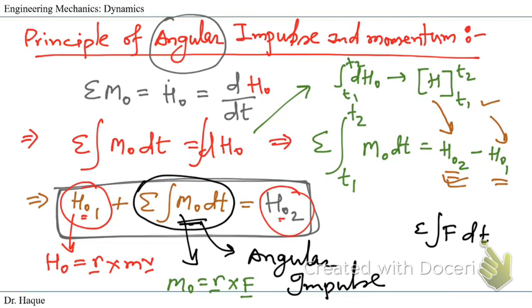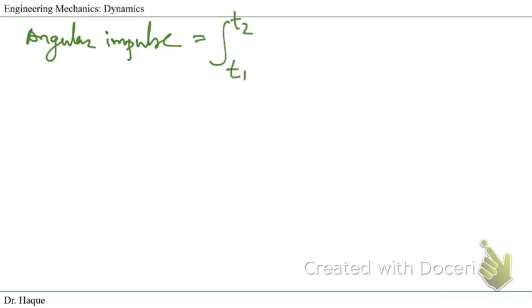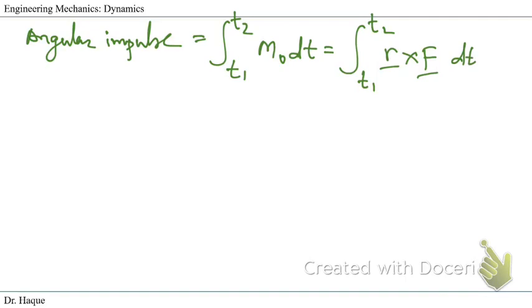So the angular impulse can be written as the integral from t1 to t2 of M naught dt, and if we plug in the definition of M naught, we can still write it as the integral of r cross F dt. So this is our angular impulse.